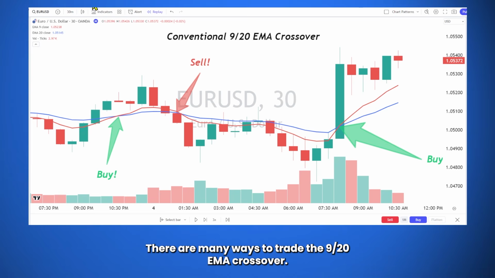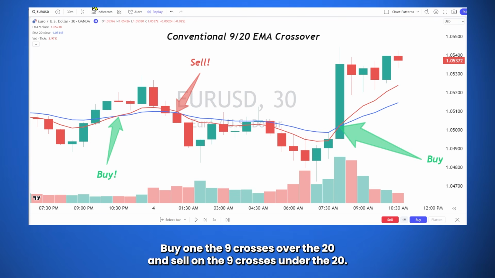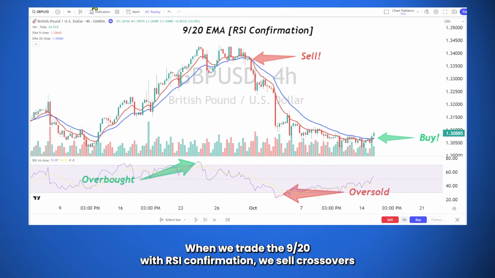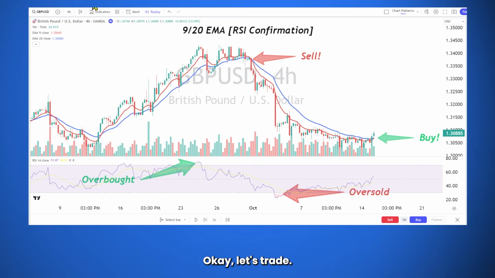There are many ways to trade the 9/20 EMA crossover. We'll focus on 2 of the most popular: conventional and with RSI confirmation. The conventional 9/20 strategy is simple. Buy when the 9 crosses over the 20 and sell when the 9 crosses under the 20. When we trade the 9/20 with RSI confirmation, we sell crossovers when the market is overbought, which occurs when the RSI rises above 70. On the other hand, we buy when the market is oversold, as indicated by an RSI under 30. Okay, let's trade.